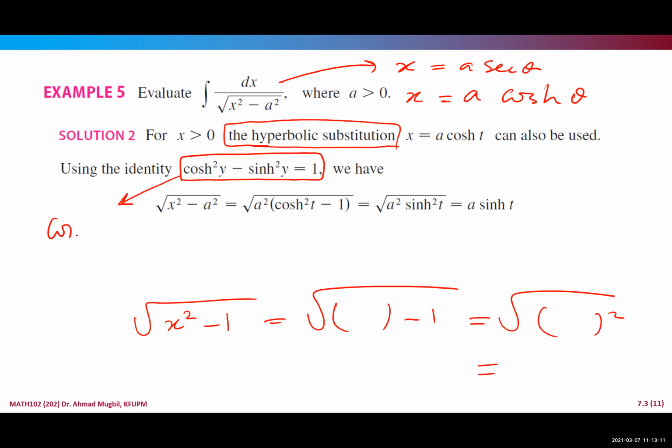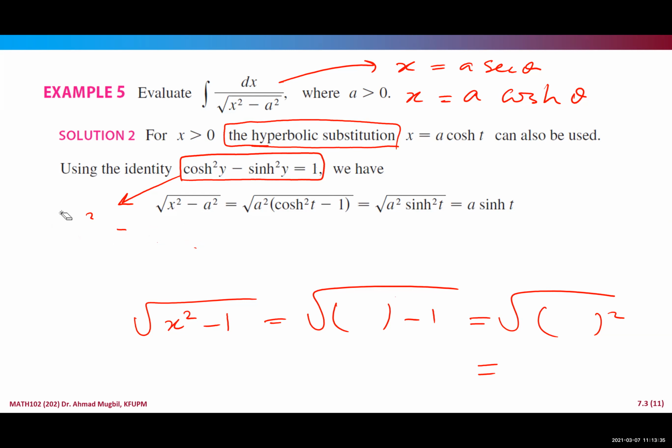So here, if you look at it, cosine hyperbolic squared y equals what? Sine hyperbolic squared y plus 1. It is 1 plus, so here we don't have a minus. So it is not good to put x equals sine hyperbolic. If we put x equals sine hyperbolic t, we will have x squared plus 1, and we don't have x squared plus 1. We need x squared minus 1.